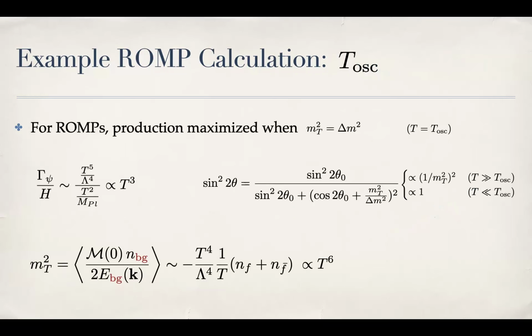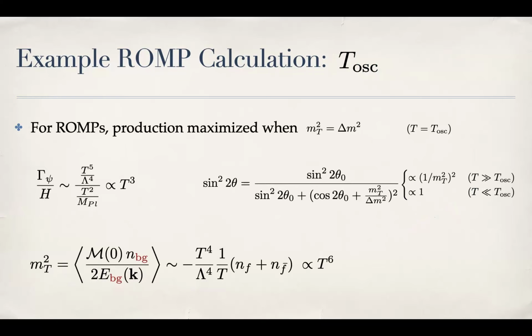Okay, so we've just calculated this thermal mass. Let's assume there's no lepton asymmetry. It's very small. So let's just take the dimension 8 thermal mass to be the dominant thermal mass, i.e. this guy right here. And now let's show explicitly that the dominant temperature of production is at this T_OSC, when your thermal mass squared is equal to the mass difference of psi squared and chi squared.